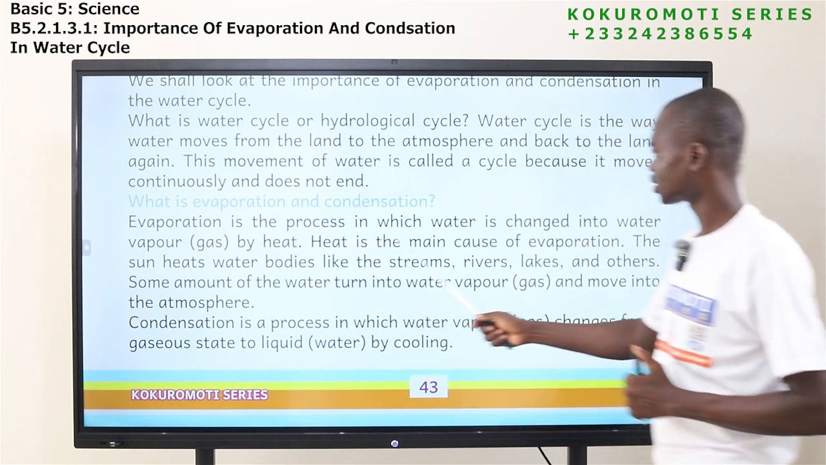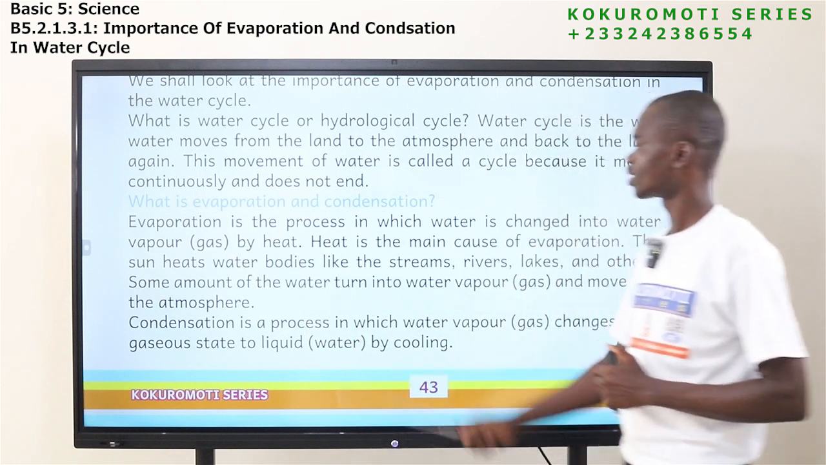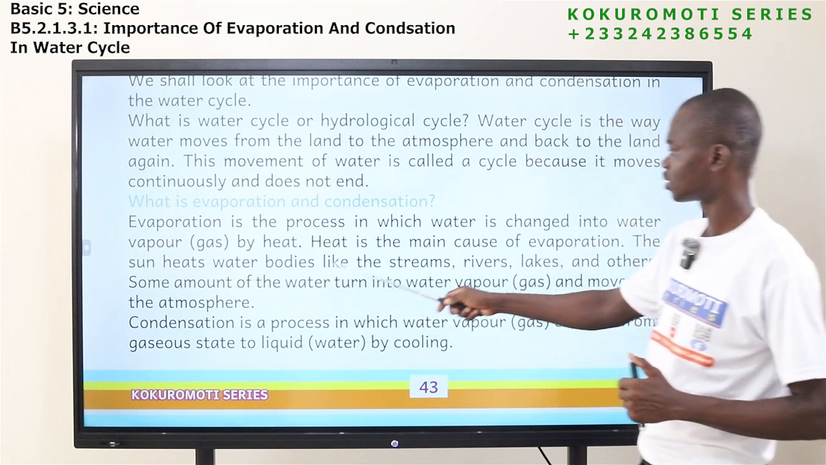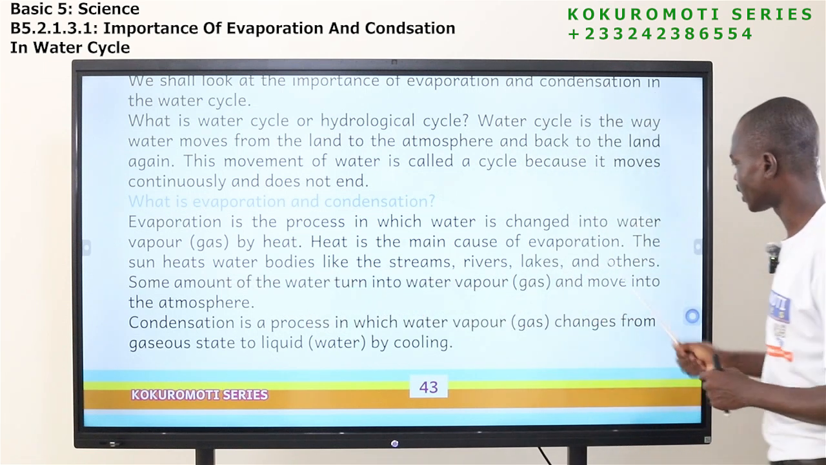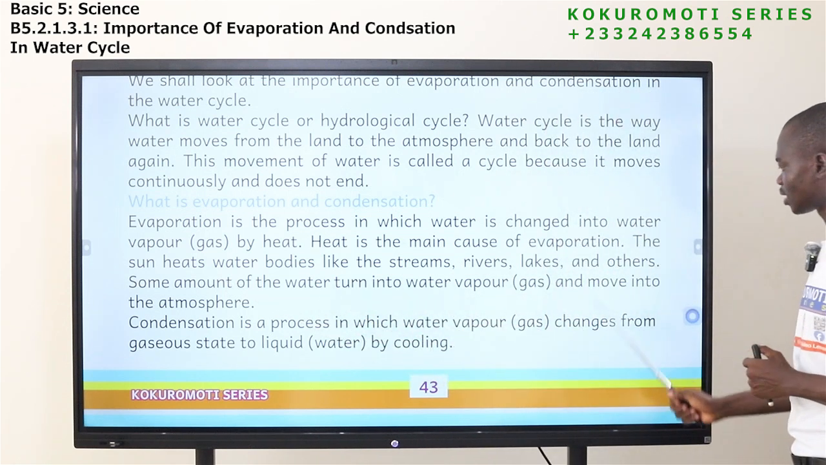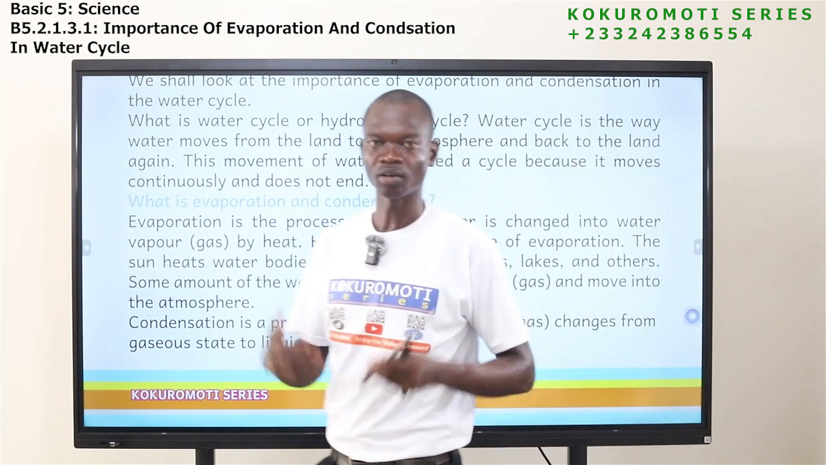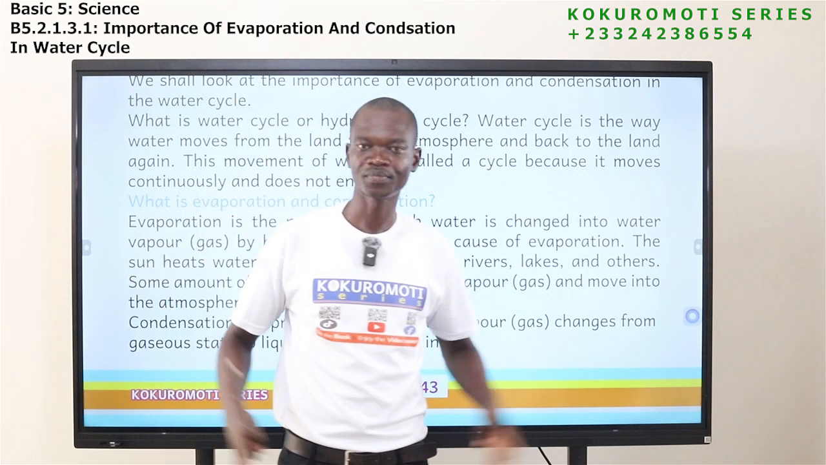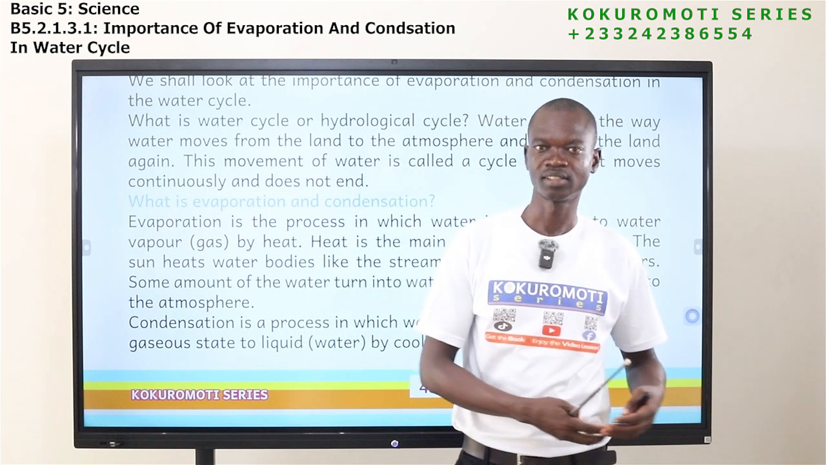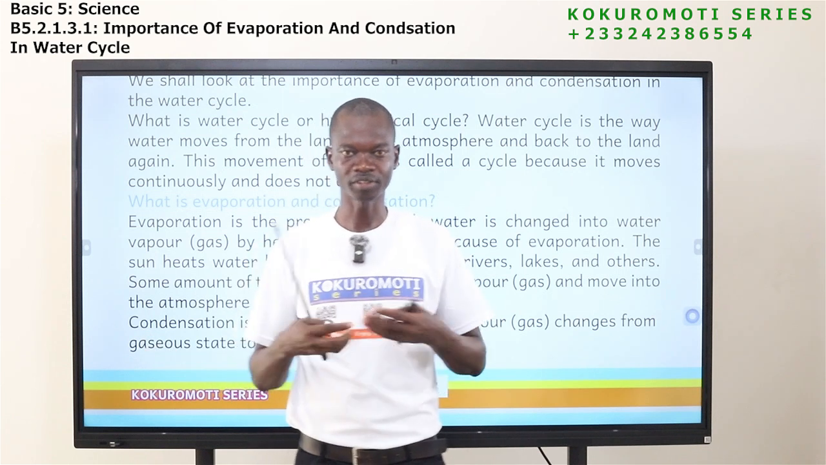So evaporation is a process in which water is changed into water vapor, that is gas, by heat. Heat is the main cause of evaporation. The sun heats water bodies like streams, rivers, lakes, and others. Some amount of the water turns into water vapor, that is gas, and moves into the atmosphere. So when the sun shines, it heats up the water bodies, and a portion of it turns into vapor.